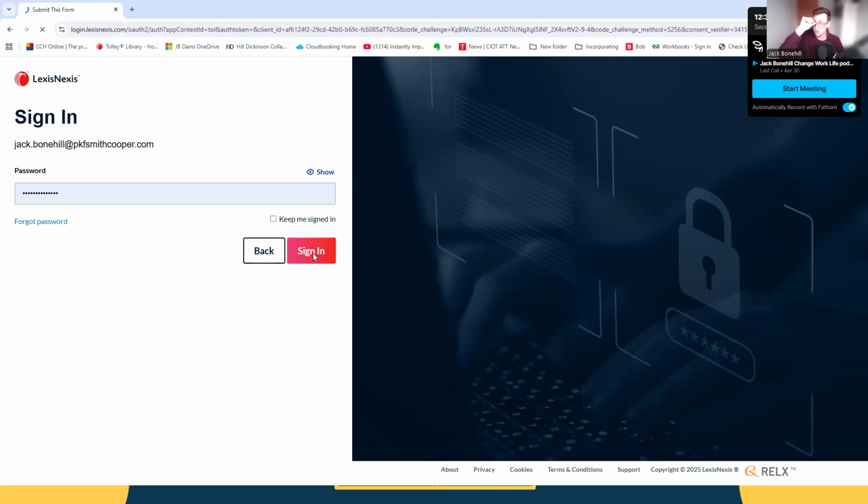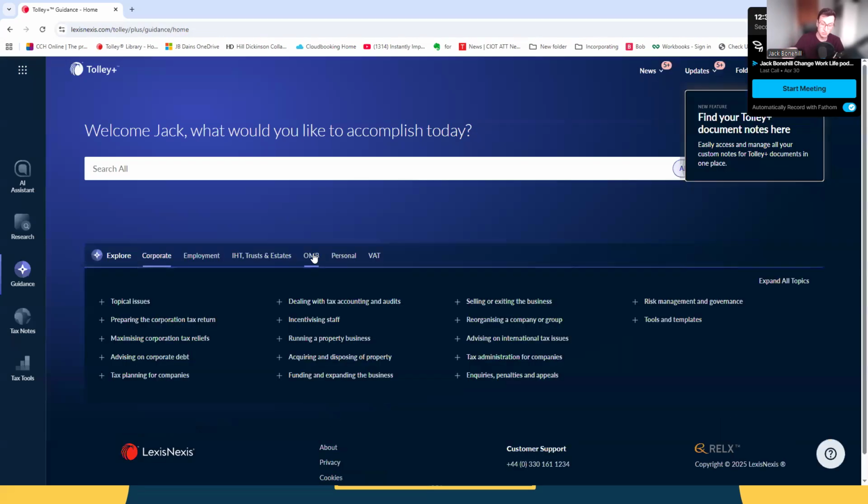I'm going to do this in a few different places because you're never guaranteed to find the resource, or a good resource, in any one place. So I tend to look in a few different places. I want to start with Tolley's right now because I feel like Tolley's probably has a good book specifically on the taxation of trusts, because they have a lot of different books, particularly on very particular topics.